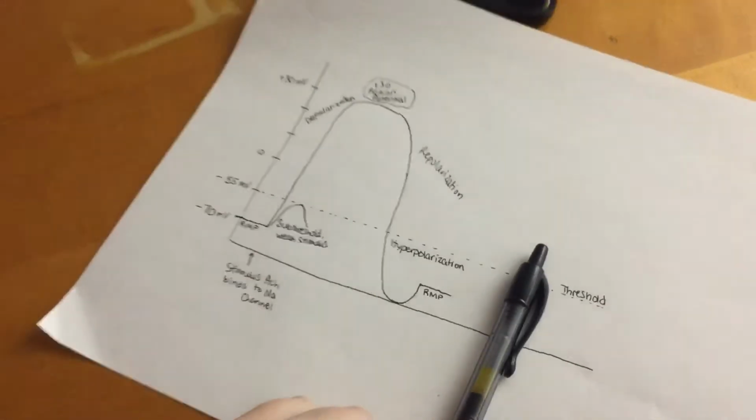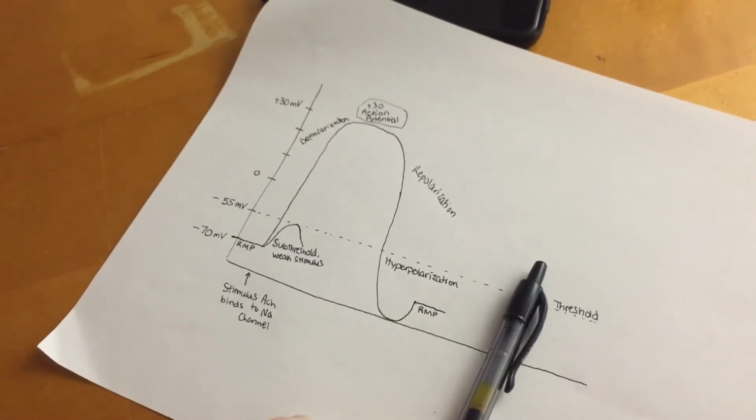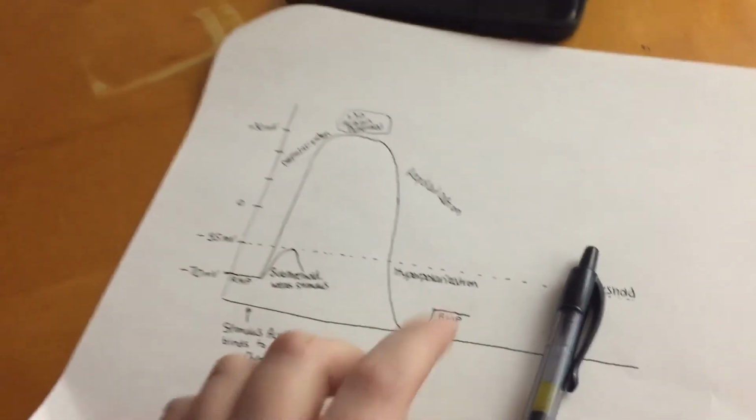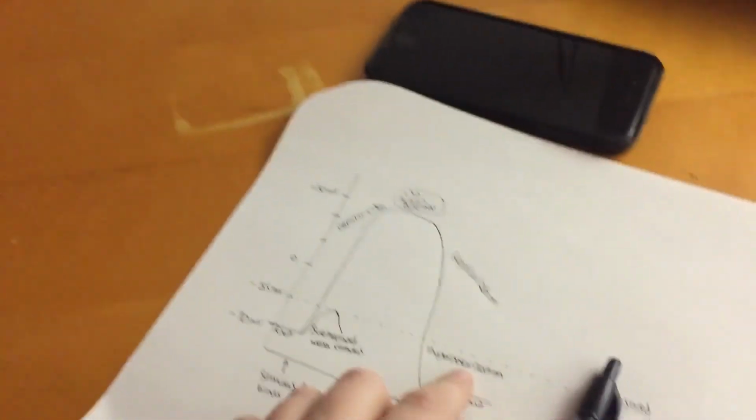What happens at subthreshold? Isn't there a weak stimulus and it doesn't have enough sodium to pass through? Yep. And then what happens during hyperpolarization? Too much potassium and then it overshoots the resting membrane potential. Yep.